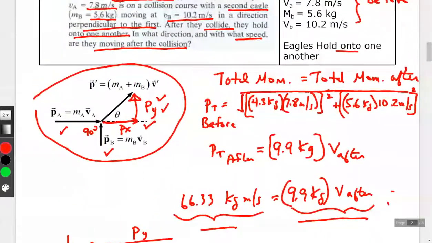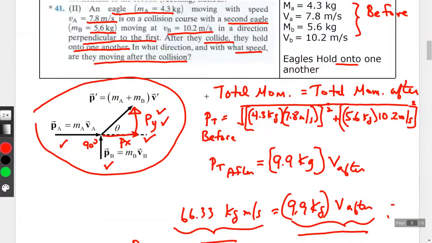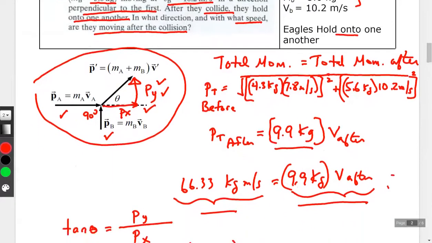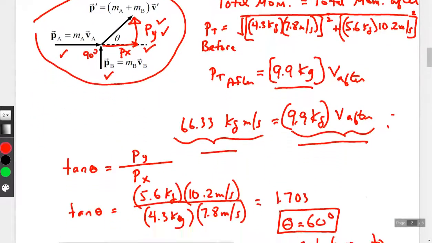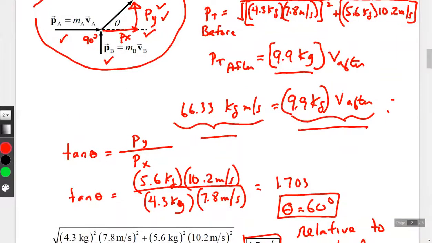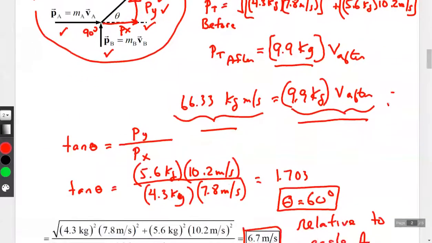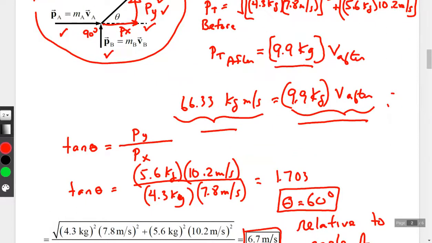So let's summarize. When you have two objects going 90 degrees apart, the total momentum before is found with the Pythagorean theorem: a squared plus b squared equals c squared. That's straightforward. The eagles combine; they have a single mass and a single velocity, and then it becomes a math problem. How do you find the angle that the two eagles make in this picture? It's the y momentum divided by the x momentum. You can see in the picture, tangent is opposite over adjacent.